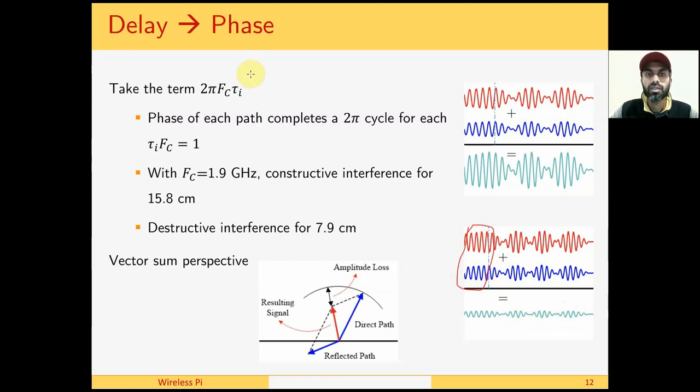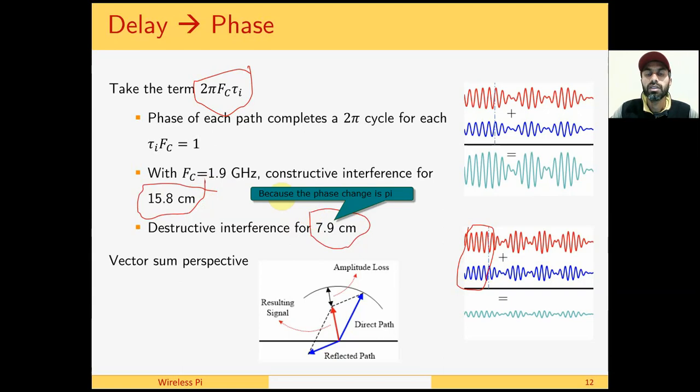We conclude that the term to focus on is 2 pi fc tau i. When the phase of each path completes a 2 pi cycle, that means fc tau i is 1, and fc equals 1.9 GHz implies that constructive interference happens when there is a change of 15.8 cm in the path length. However, a change of just 7.9 cm results in destructive interference and the signal is wiped out.